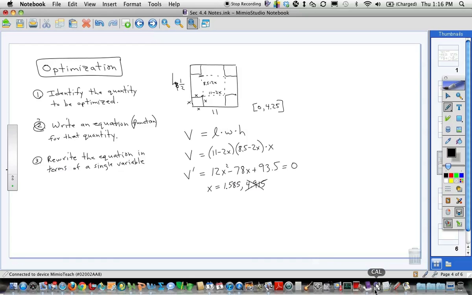So my list of candidates then, oh, and I'm sorry, I forgot one thing. What about where the derivative is undefined? Is it ever undefined? What would make a function be undefined? The big one is dividing by 0, right? That's the one we usually look for.